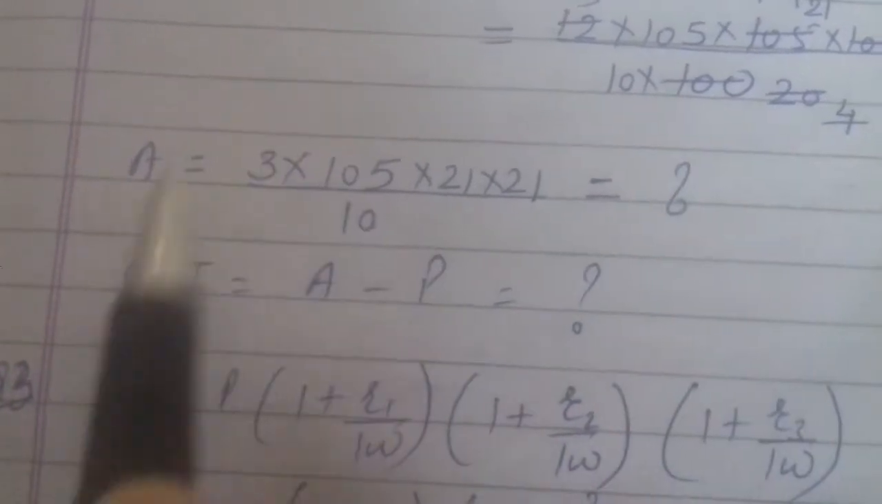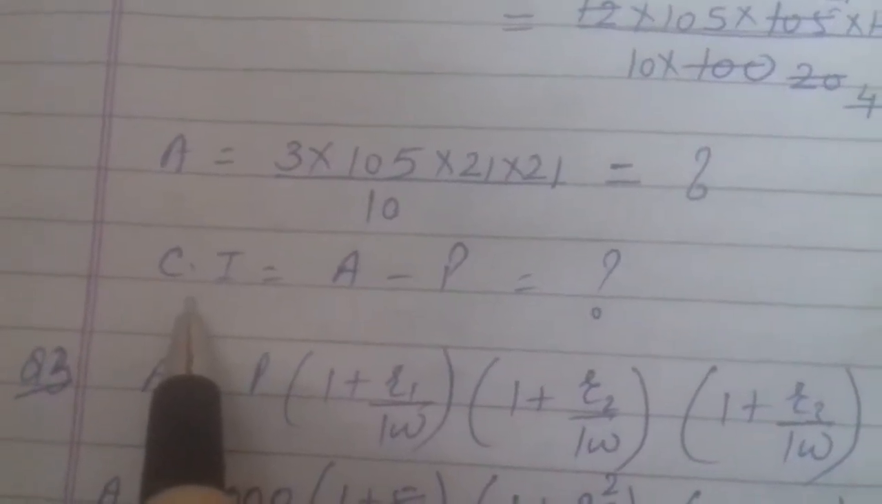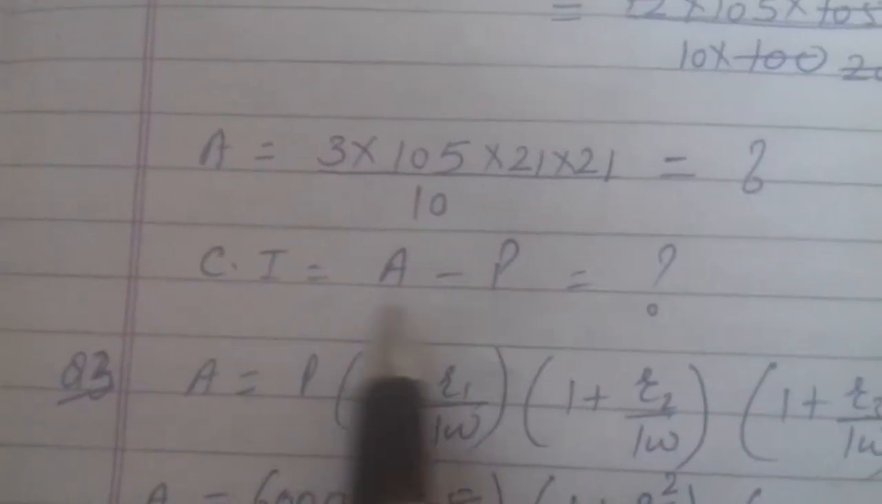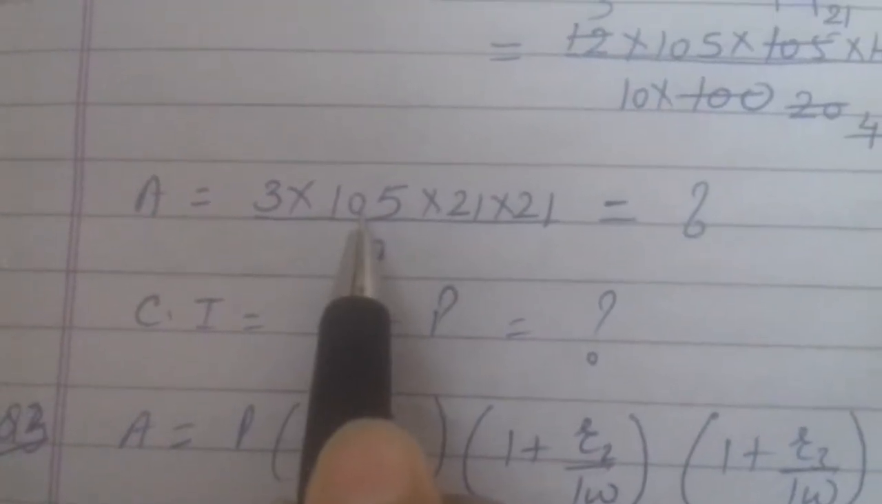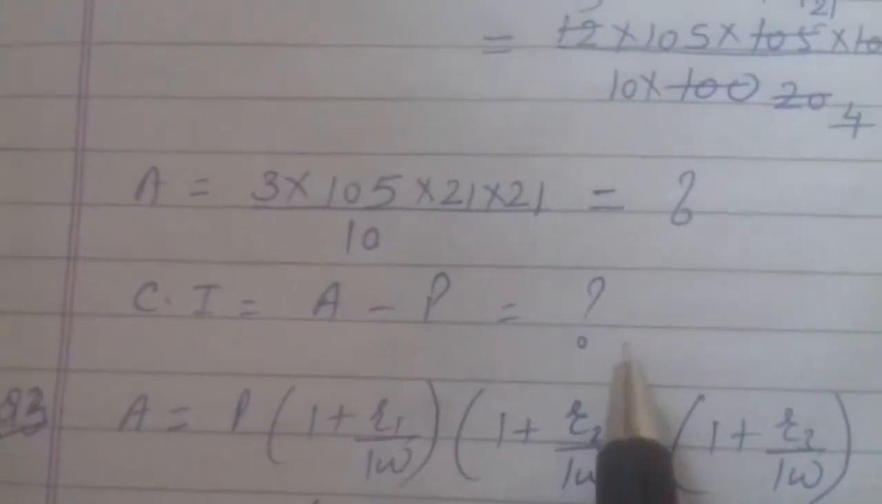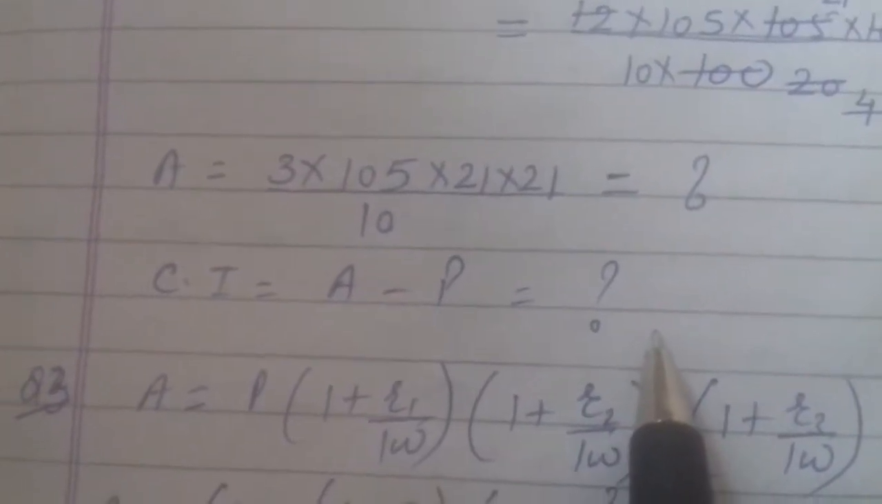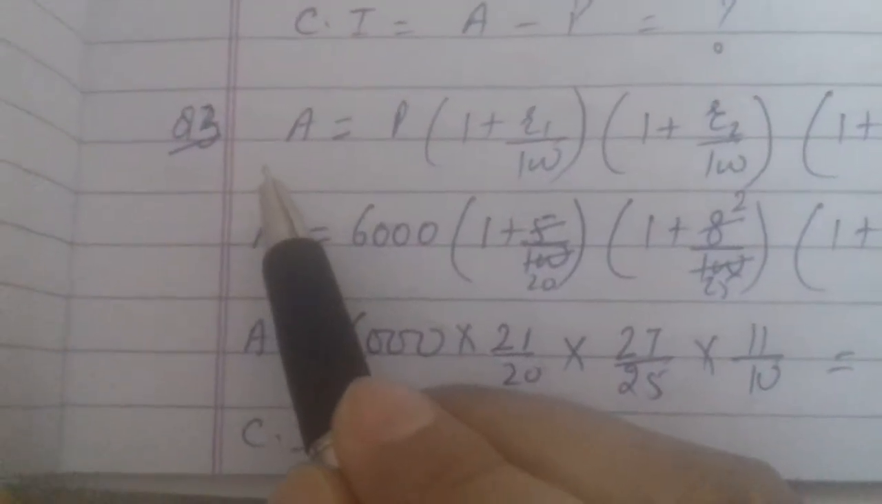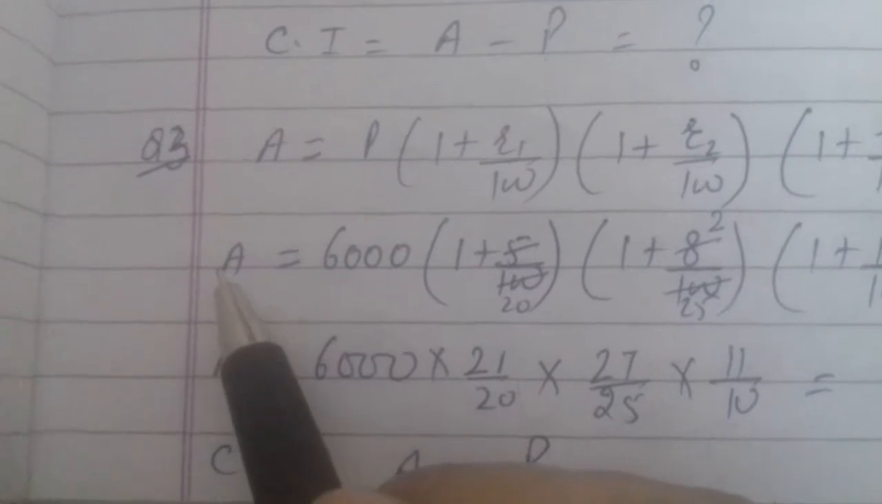Then children, you are asked to find compound interest also, and you know that is equal to amount minus principal. Amount we will get from this calculation and principal is already given to us, that is 12,000. So I hope you all will find out the answer. Now children, second question you can do yourself. It is same like this.